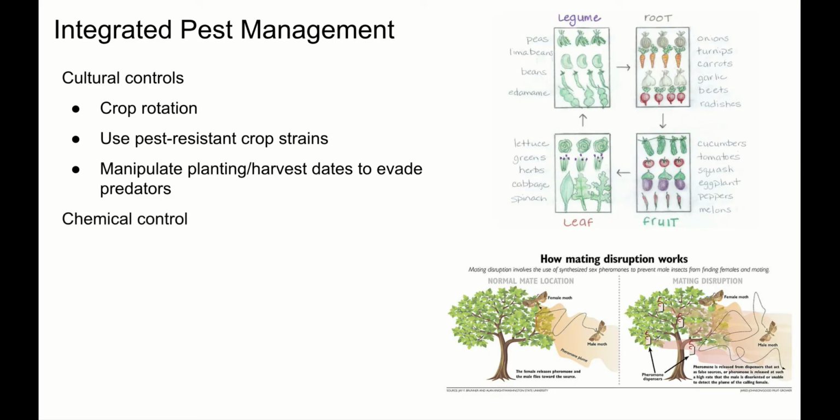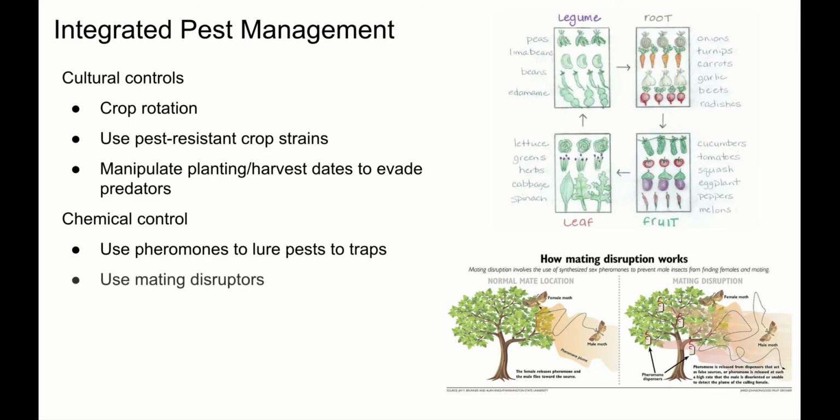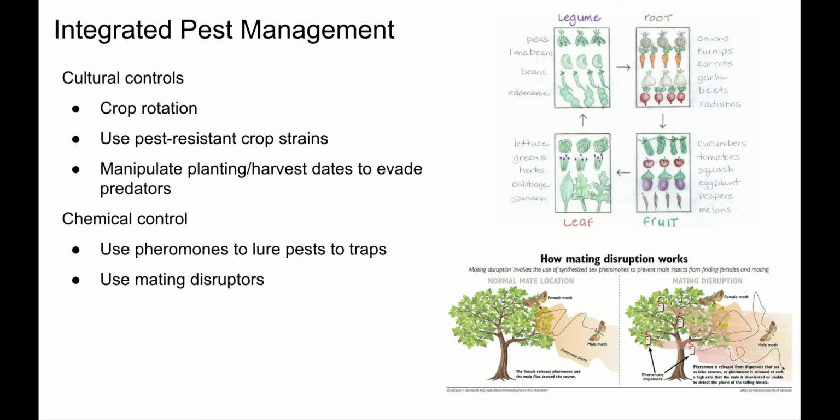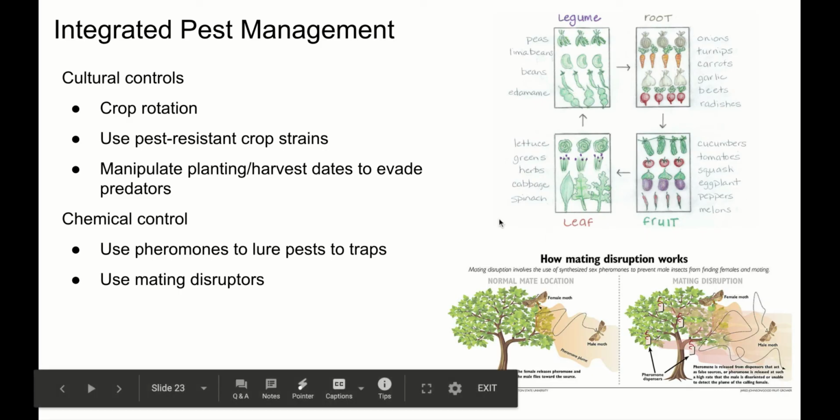And then finally, we've got chemical controls. So these include things like pheromones that can be used to lure pests into traps, or pheromones that are used as mating disruptors. For example, if we've got moths that we're trying to control and the moths normally find each other by secreting pheromones and then tracing that pheromone path towards each other, what if we put a bunch of pheromones in other places in the tree or in other places in the environment so the male and female moths get so confused that they never find each other and they're not able to mate.